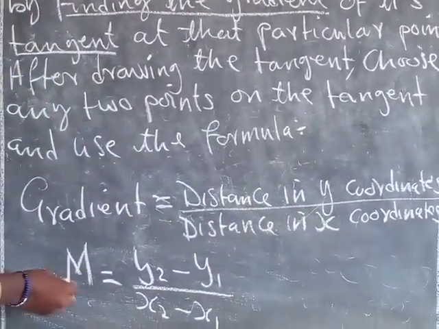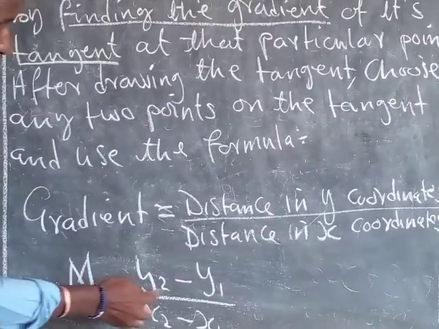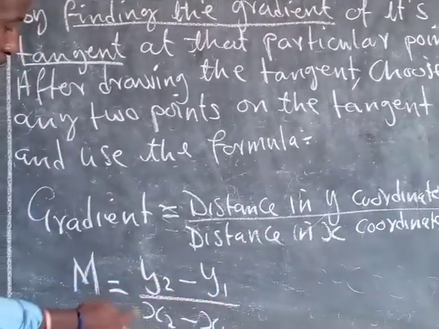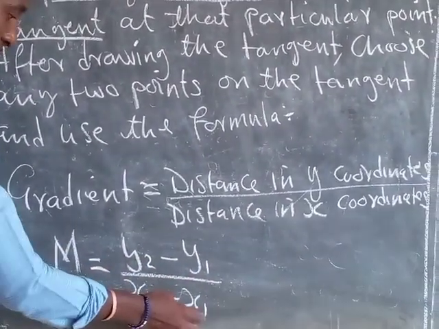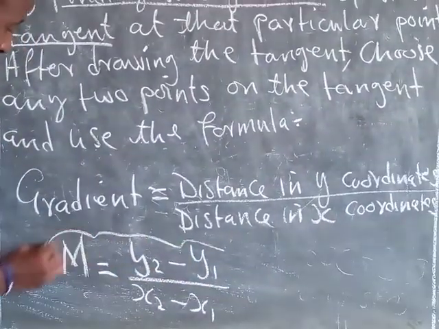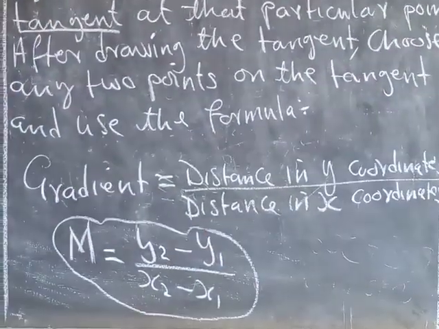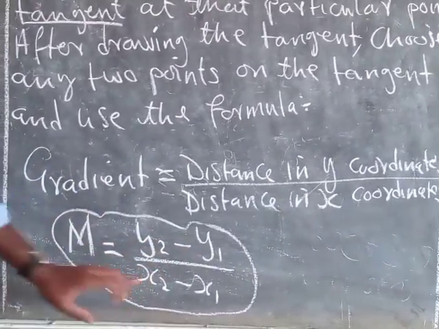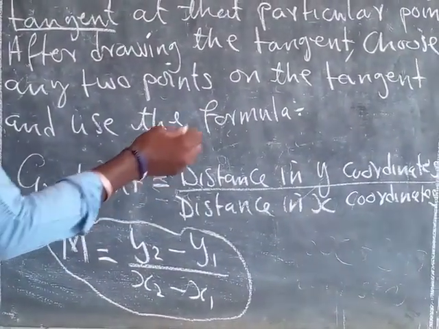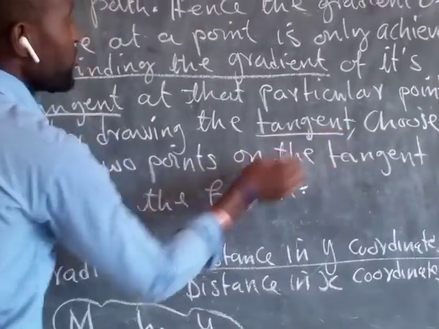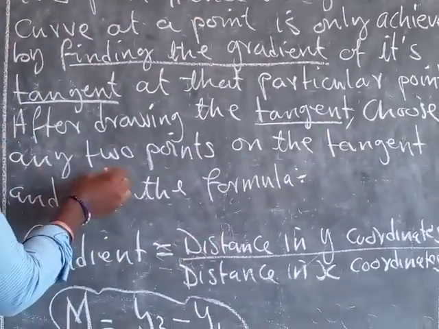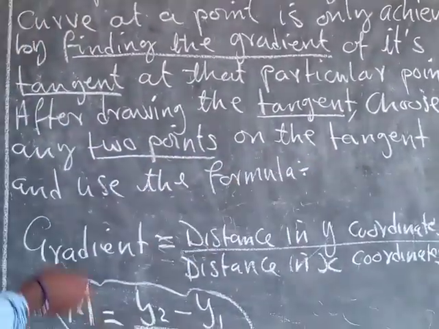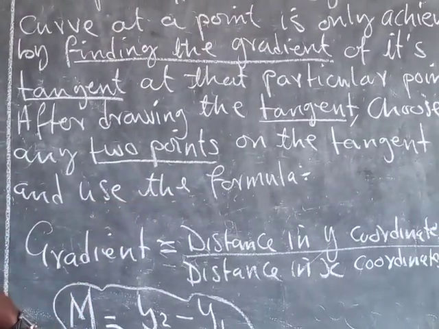Or you can write gradient is equal to y2 minus y1 over x2 minus x1. So you can use this as the formula for gradient. Remember, for you to be able to find what y2 and x2 are, you need to use the tangent to choose any 2 points on the tangent and use this formula.